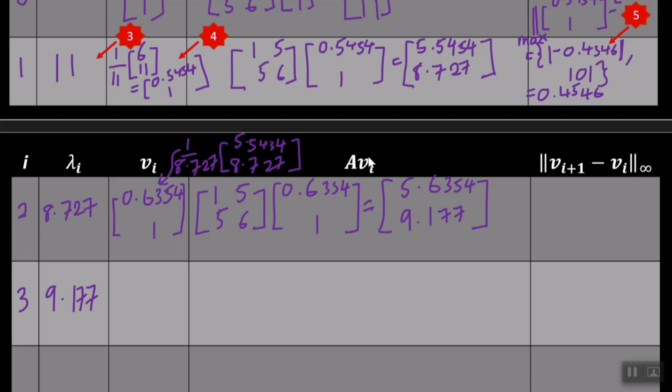So that would be this value, 0.6354 minus 0.5454, because 1 minus 1 is already 0. And this gives us 0.09. Now we need to continue the iteration up to when the error is less than 0.01.